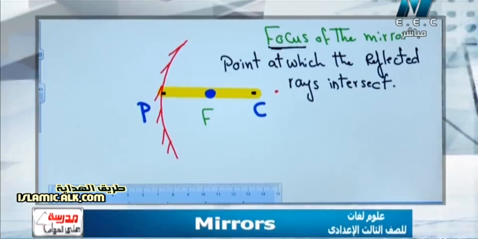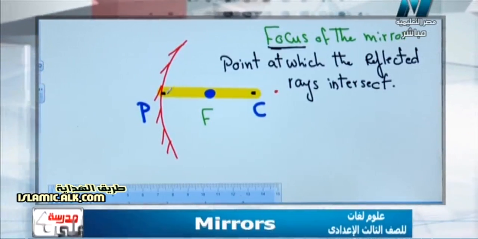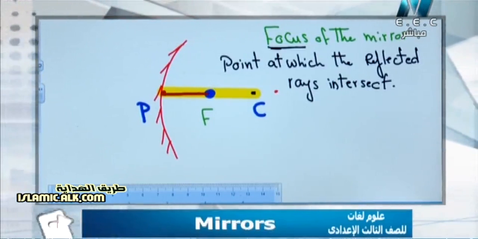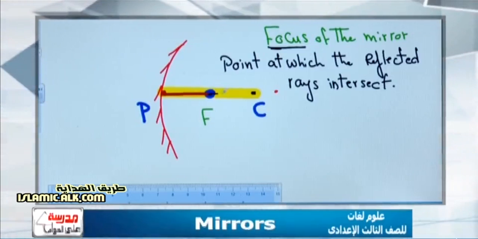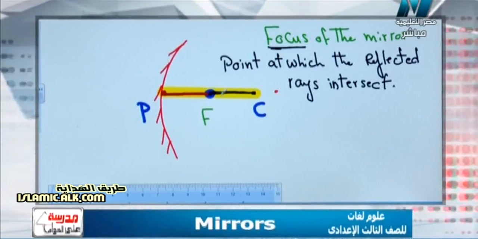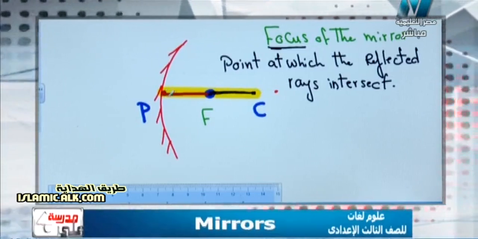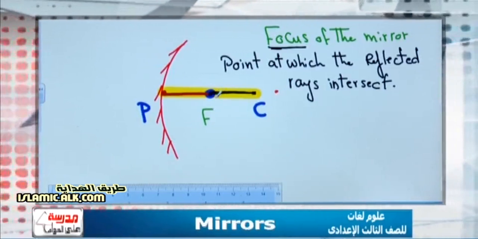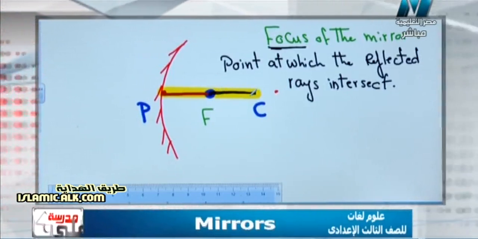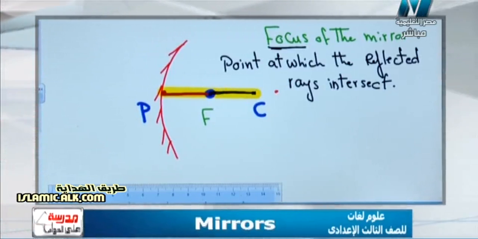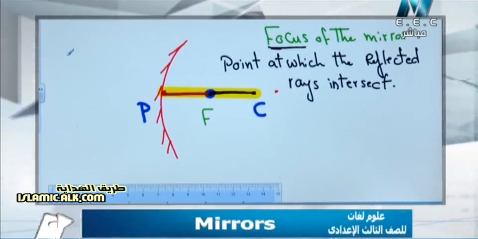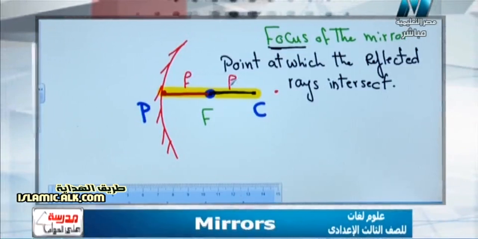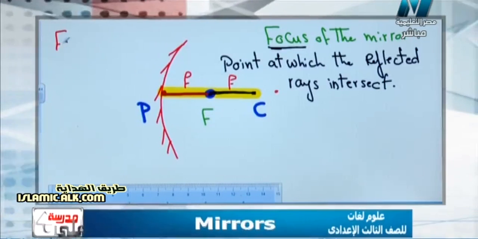If we want to measure the distance between P and F, or between F and C, how many distances do we have here? Two distances. From C to P, as a distance, is called the radius of curvature. If it were a straight line, it would be the principal axis. This distance from P to F, or from F to C, is called f small. Here we have the focal length.